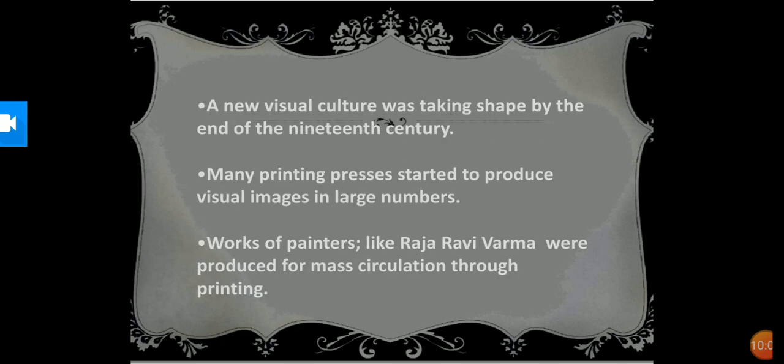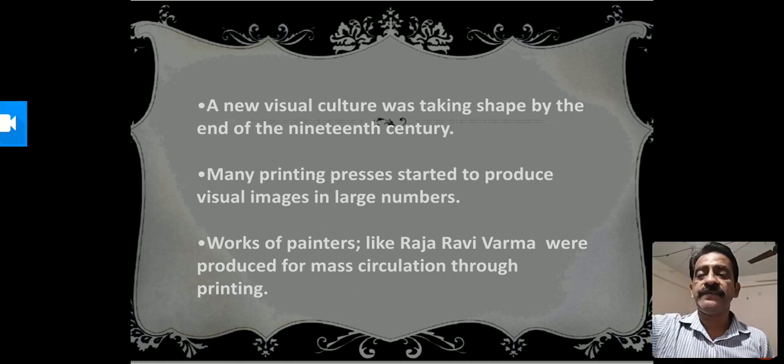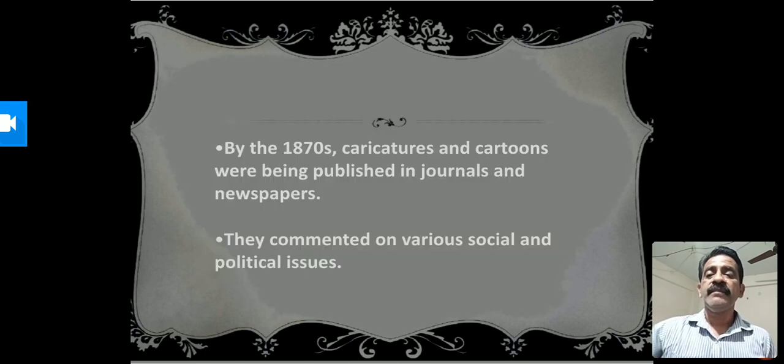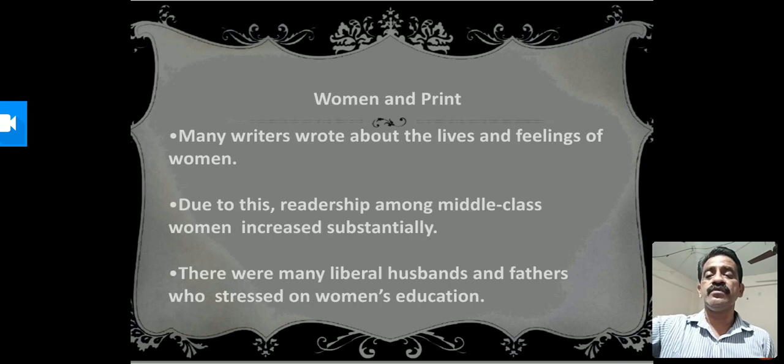A new visual culture was taking shape by the end of the 19th century. Many printing presses started to produce visual images in large numbers. Works of painters like Raja Ravi Verma were produced for mass circulation through printing. Let us see his paintings. So these are the works by Raja Ravi Verma. By the 1870s, caricature and cartoons were being published in journals and newspapers. So these commented on various social and political issues.